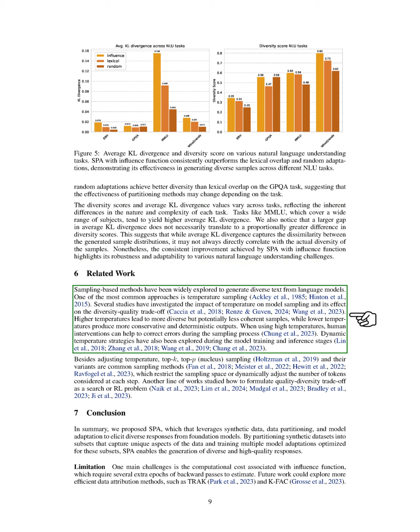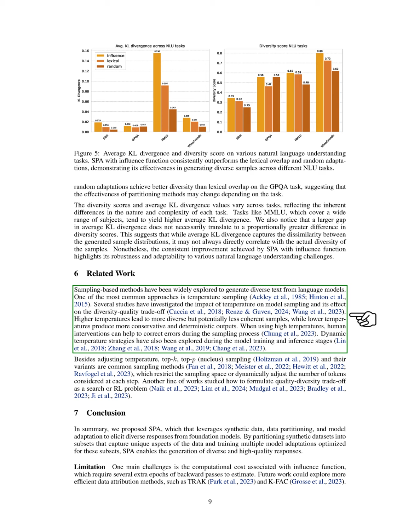In the related work, we note that sampling-based methods have been extensively studied for generating diverse text from language models. Temperature sampling is one of the most common techniques. Previous research has explored how temperature affects model sampling and the trade-off between diversity and quality. Higher temperatures yield more diverse but potentially less coherent samples, while lower temperatures result in more conservative outputs. Human intervention can help correct errors when using high temperatures.